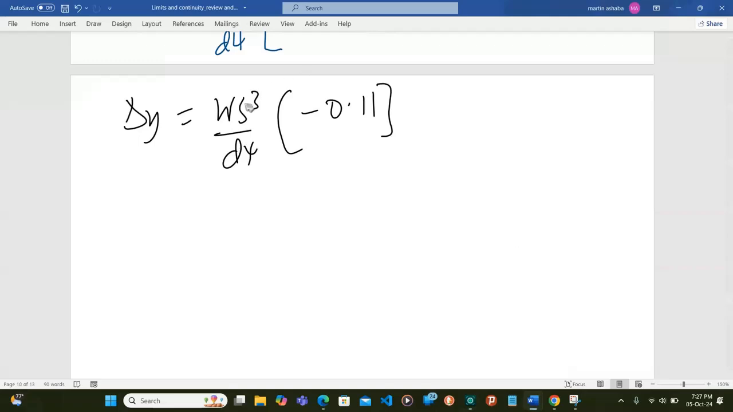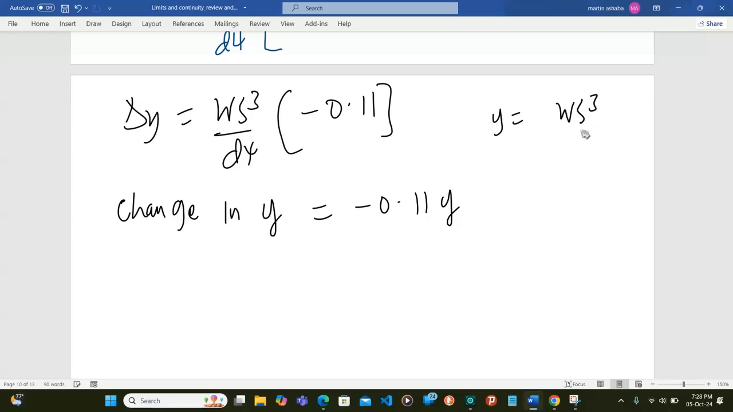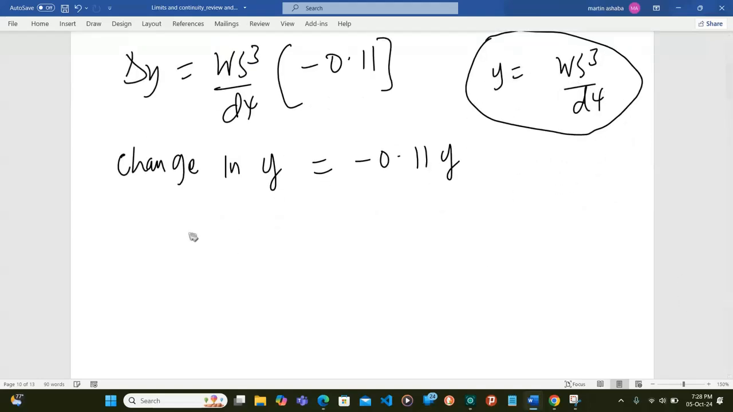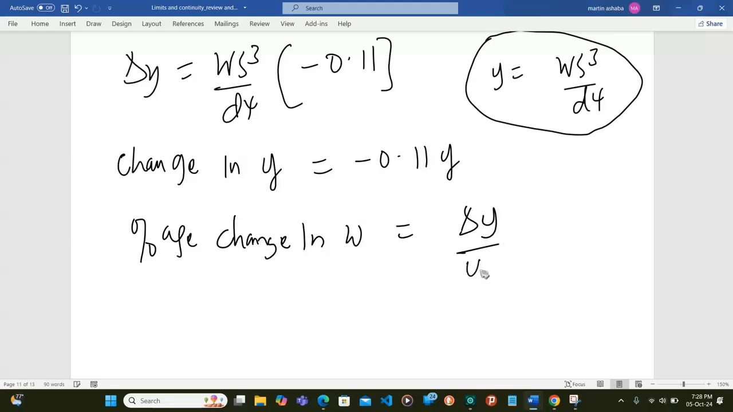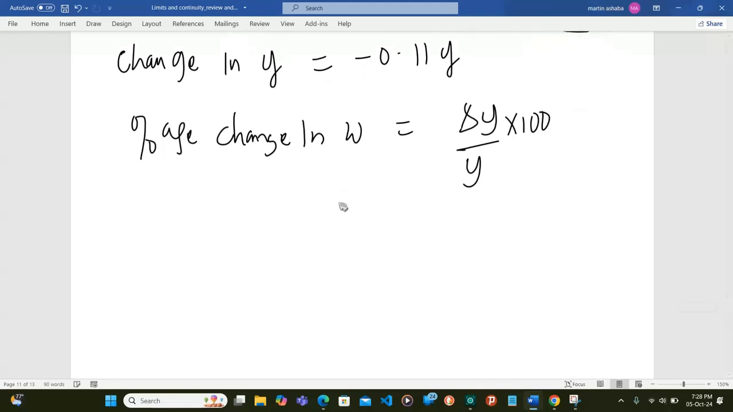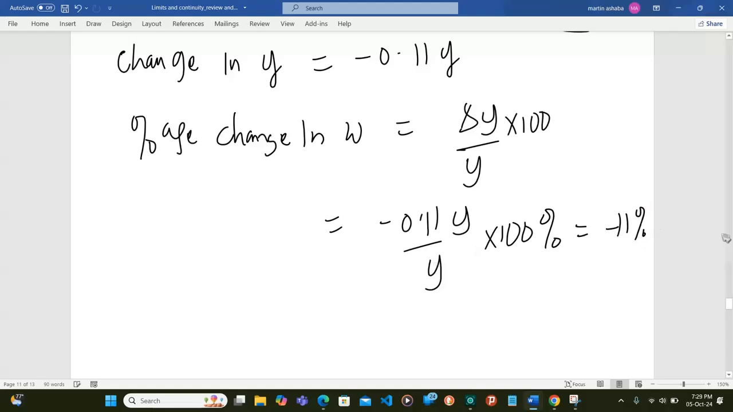So the change in y will equal negative 0.11 times y, because we already know that y is w s cubed divided by d to the power 4. This one is already known. What does that mean? The percentage change in y will be the change in y divided by y. Obviously, we need to multiply it by 100. So that change will become negative 0.11, that is y divided by y times 100. This becomes negative 11%.